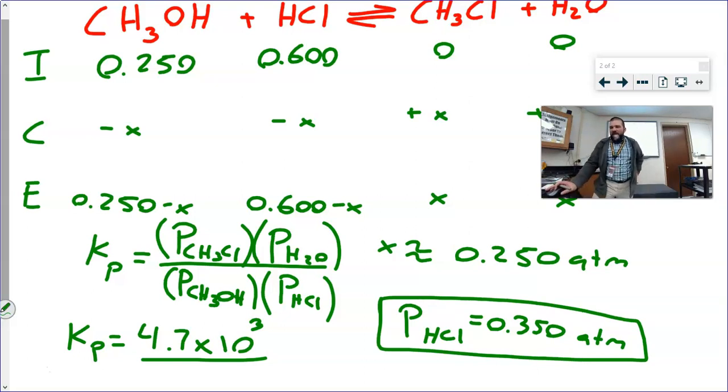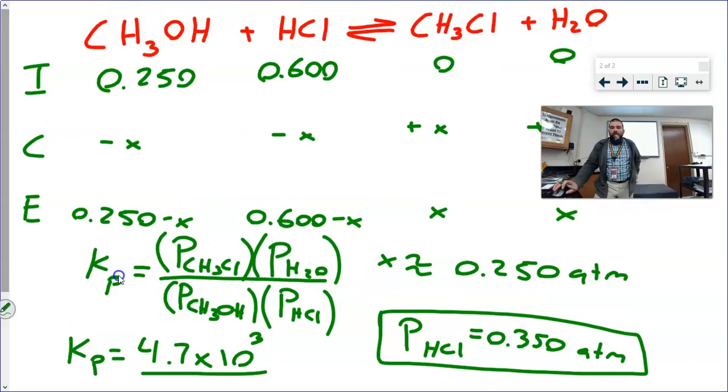So again, AP can kind of give you some wrinkles. They can give you problems that feel very similar to what we've done with just a slight little tweak. What's important here is we understand that the value of K is big, meaning the products are really favored. And as a result, it turns into a limiting reactant problem. And we don't have to do the crazy algebra to get an answer of 0.35 atmospheres for this part.